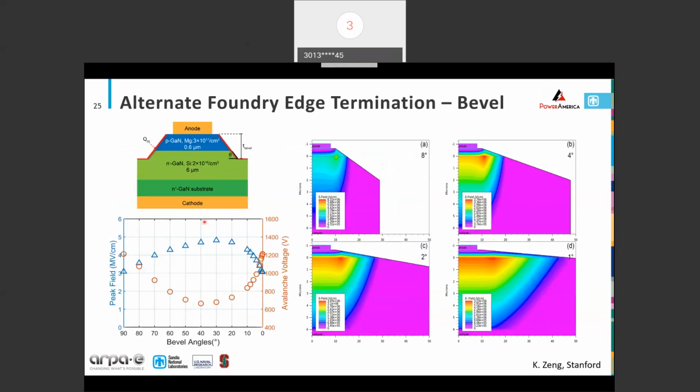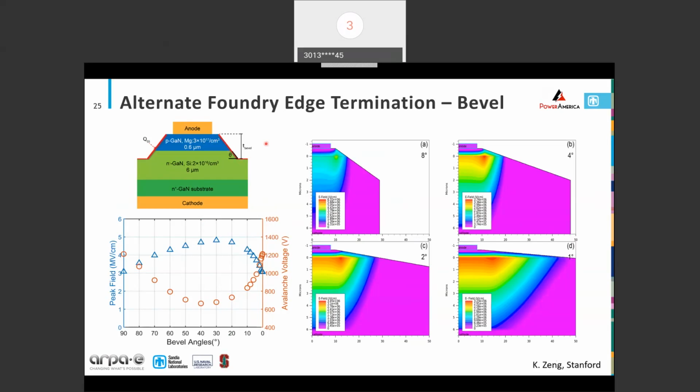Going back to the subject of edge termination, I mentioned we had this mitigation to use a bevel design. This is done at Stanford. Bevels are of course used in other material systems as well. Here's just a schematic of the idea: you've got this sloped sidewall going through the junction.